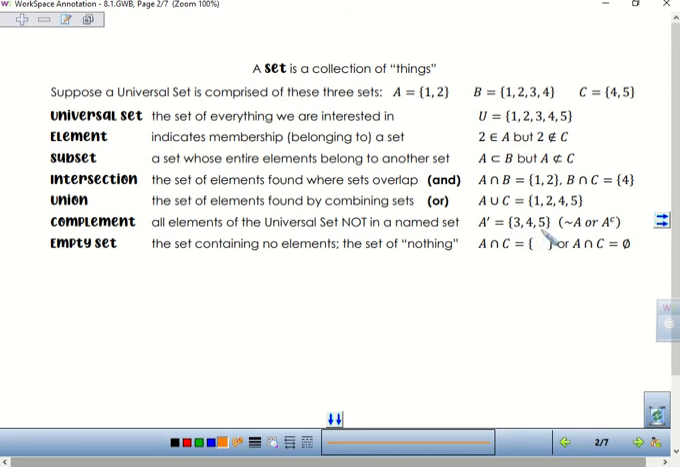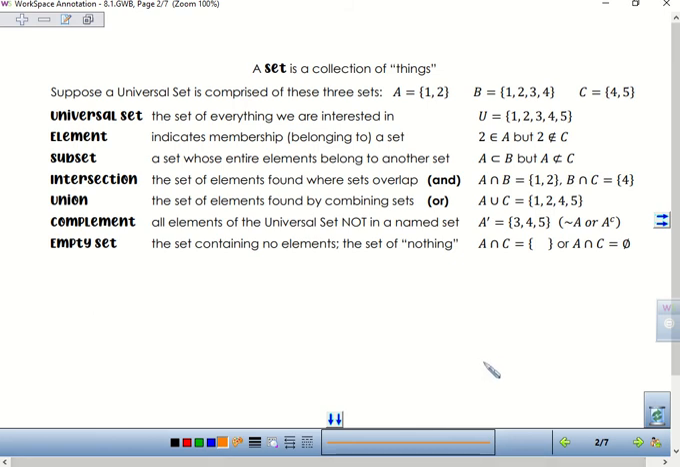Does everybody see where the 3, 4, 5 came from? It's everything in the universal set that is not in set A. And then the empty set is when we end up with nothing. So for example, if we were trying to find the intersection of A and C, do A and C have anything in common? No, so that would be nothing in the set.